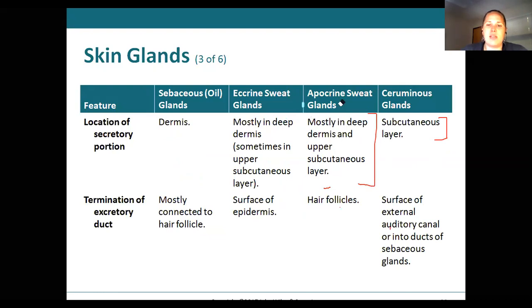As for the termination of the excretory duct, you can see here the excretory ducts are going to be mostly connected to the hair follicle. Apocrine as well is the hair follicle.